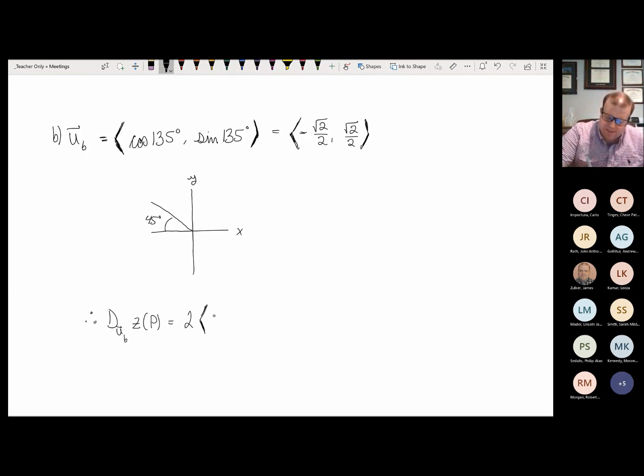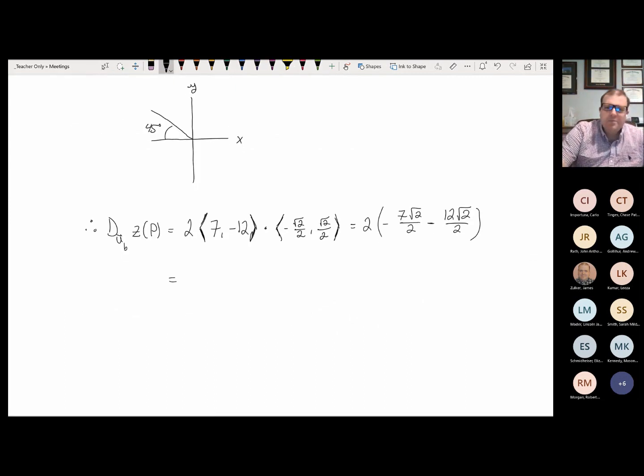So it's del z at P dotted with our direction vector. Maybe 2 times the dot product, which is negative 7 root 2 over 2 minus 12 root 2 over 2. Again, I don't know why I'm thinking this is a vector. It's just parentheses. That would just be negative 19 root 2.